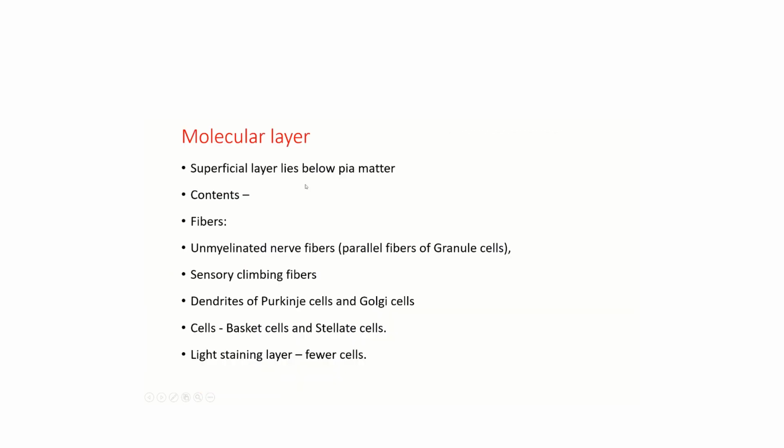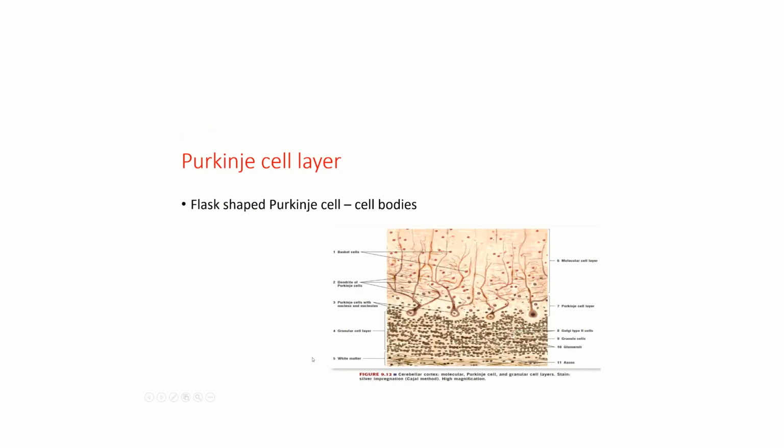Molecular layer: it is a superficial layer which lies immediately below the pia mater. Contents: if you see the fibers, these are unmyelinated nerve fibers, nothing but the parallel fibers of granule cells, sensory climbing fibers, and dendrites of Purkinje cells and Golgi cells. The cells are basket cells and stellate cells. It stains lightly due to fewer cells.